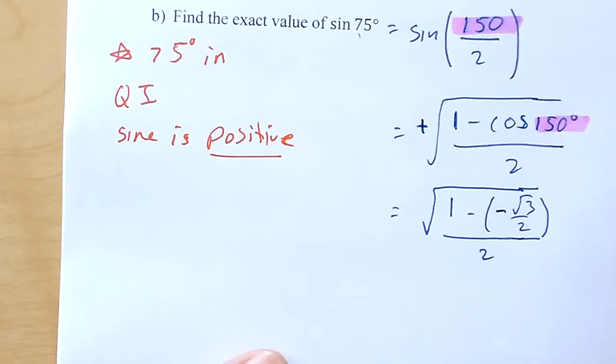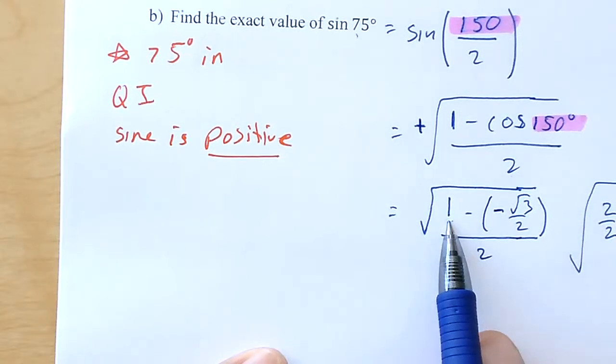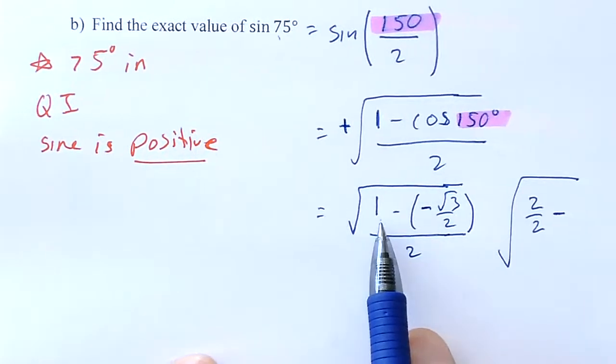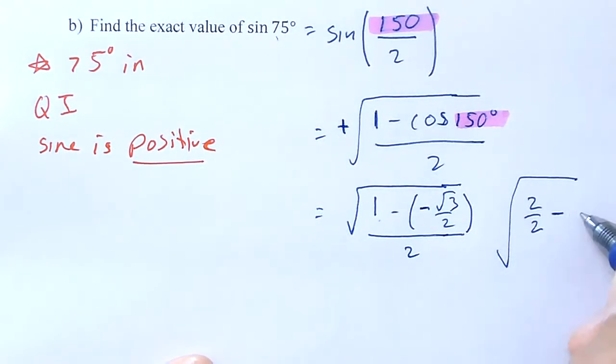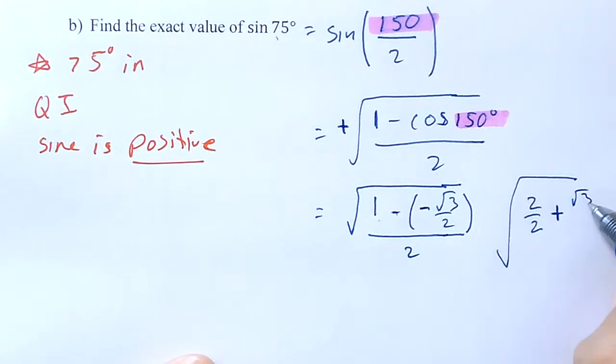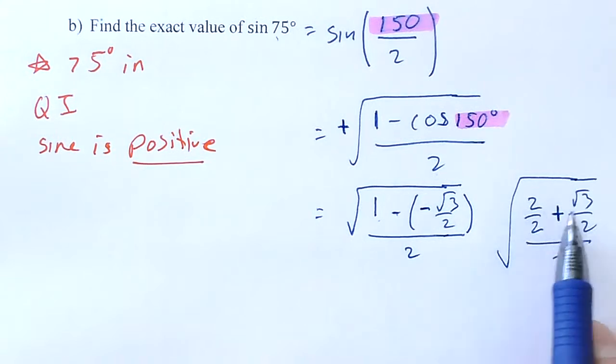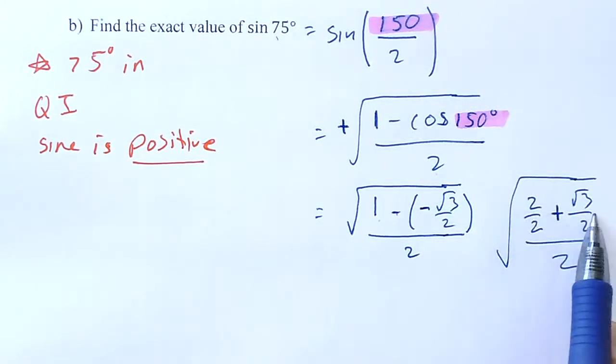So then let me continue over here. Everything's in the radical. I'm getting the same denominator. I'm going to put a 1 under that. This will be a positive. Okay. Same denominator there, so I'm going to get 2 plus rad 3 over 2 and divide that by 2.